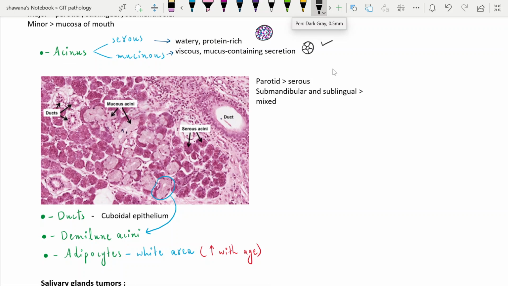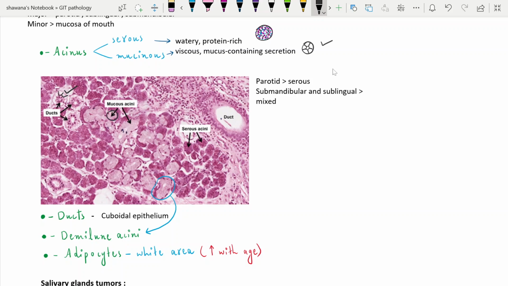Apart from the acinus are the ducts. Ducts are the pathway through which the material is drained. The ducts are lined by cuboidal epithelium. When we see them under microscopic examination, we can see the duct as cuboidal epithelium. And in the diagram, you can appreciate that these are the ducts, and here the cuboidal epithelium is present.